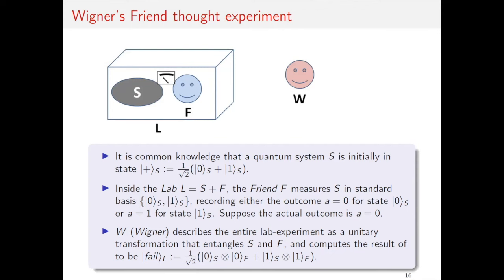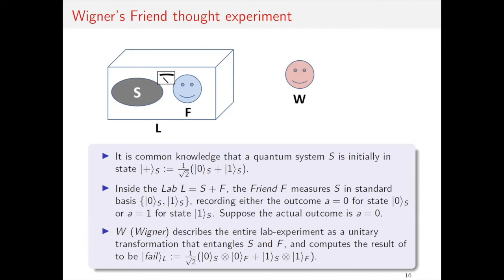Now, what happens to Wigner? Wigner is outside. He describes the entire lab as an experiment using the unitary evolution, Schrödinger's equation. So he uses the unitary transformation that actually entangles S with F, and he computes the result, and I call this state fail. So S and F are going to be correlated now: we get 0 for the state of the system S and 0 for the state F, plus 1 for the state S and 1 for the state F. This is a big superposition state, and I call that the state fail.